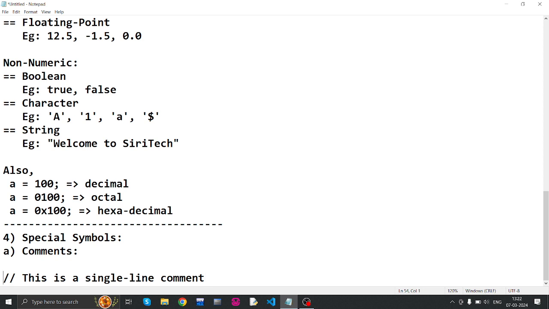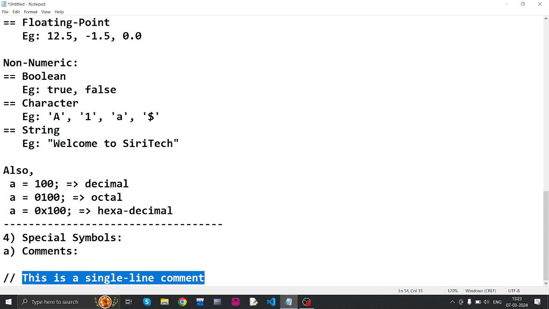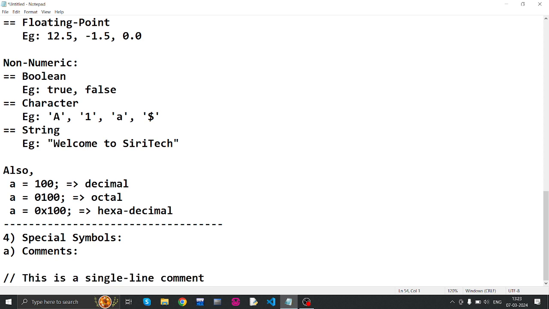Means after this symbol, whatever text I write in that line will be treated as a comment. It is a single-line comment, which spans only one line.